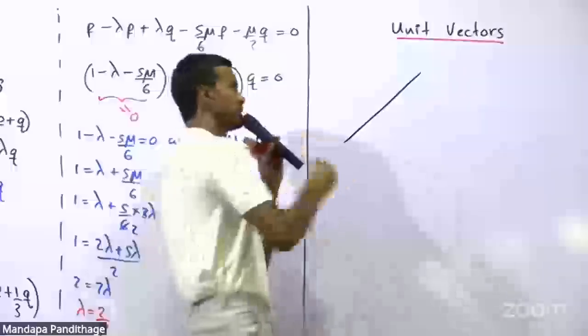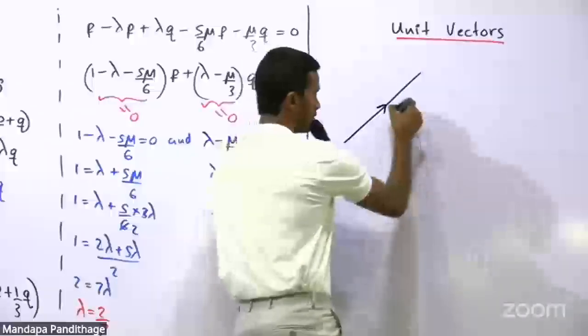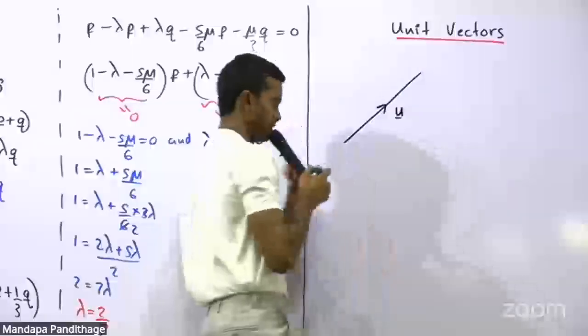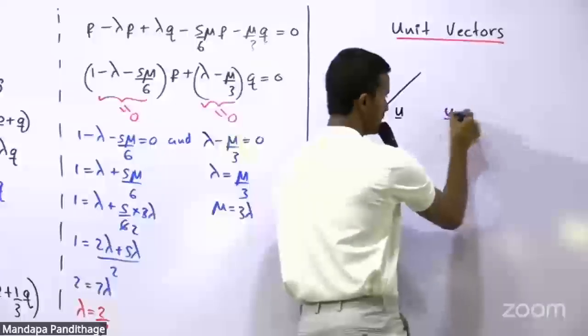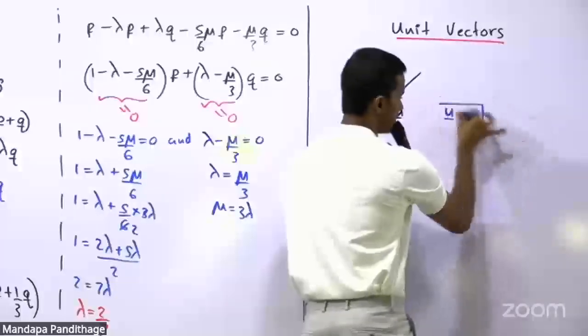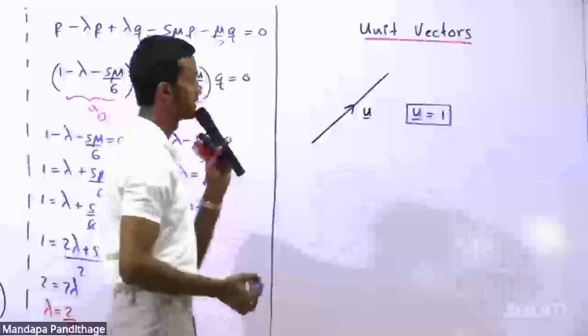So what is a unit vector? A vector where the magnitude is equal to 1. If I say that u is a unit vector, the magnitude of u is equal to 1. A simple meaning. Clear? Okay, then write in this way.